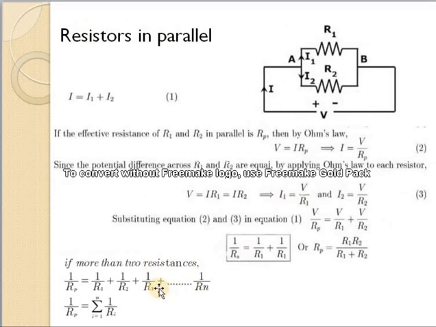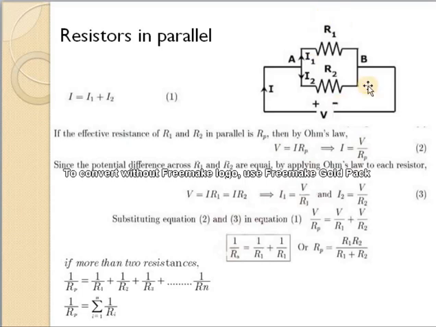Next we are going to see what the effective resistance is when they are connected in parallel. So we have two resistors R1 and R2. They are connected in parallel to a source of voltage V, and I is the current from the battery, the source of EMF. When it reaches the point A, it is split into two branches. So I splits into I1, which is flowing through the resistance R1, and I2, which is going through the resistance R2. So I is the total current. So we can write I is equal to I1 plus I2. That is equation number 1.